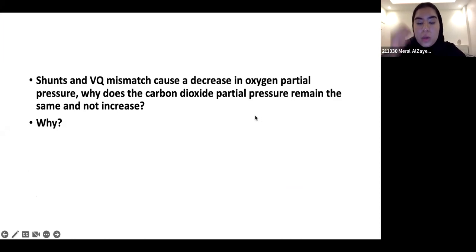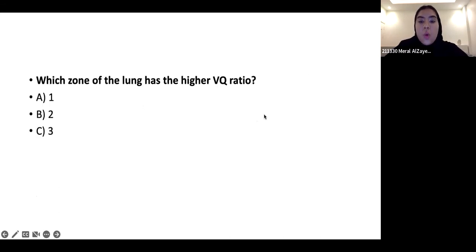Does anyone have a question regarding this? Okay, so I will move on to the next question. Which zone of the lung has a higher VQ ratio? Again, I wrote this as a simple recall. Perfect. Zone 1, exactly.